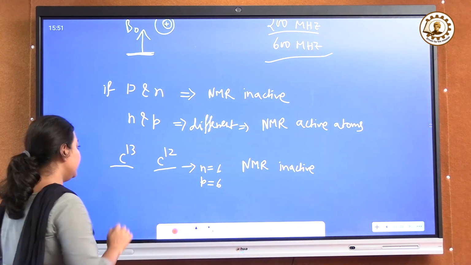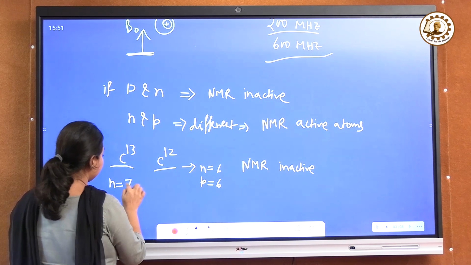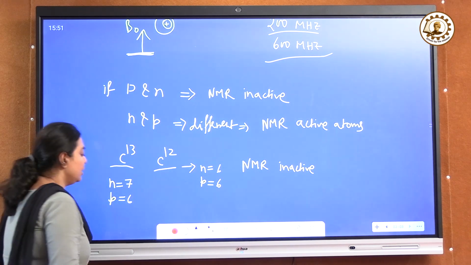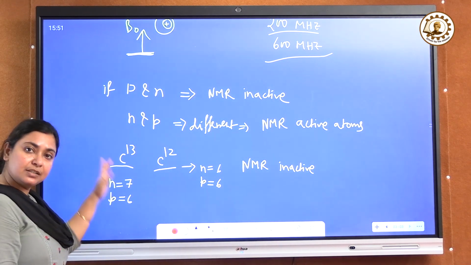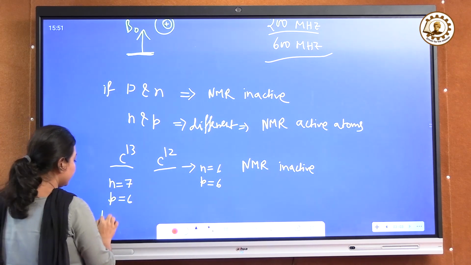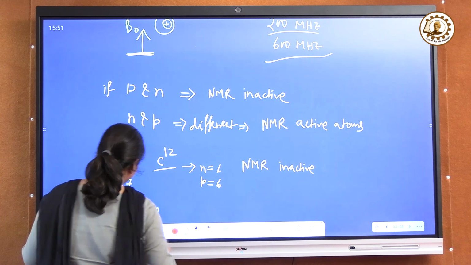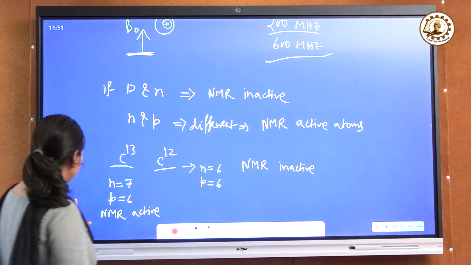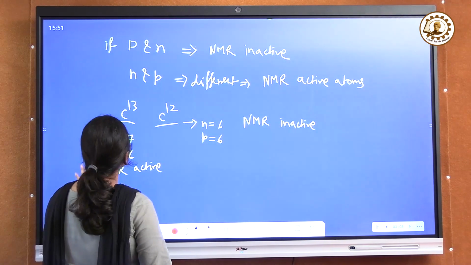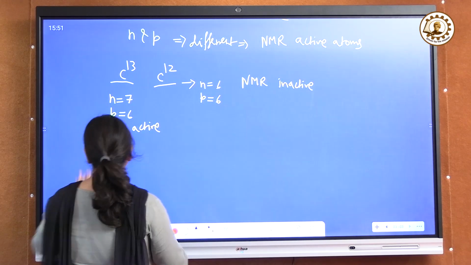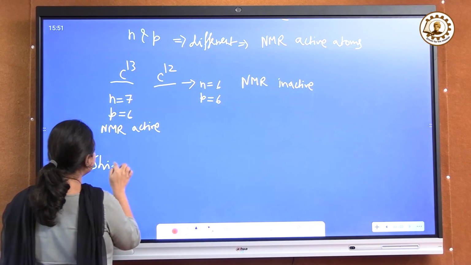And in case of carbon 13, neutrons are 7 and protons are 6. So the number of protons and neutrons is different. That is why carbon 13 is an NMR active nucleus. Now we are getting to an important concept, that is shielding.